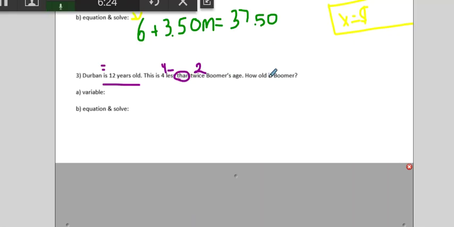How old is Boomer? I got a little ahead of myself, haven't identified the variable, but we want to know how many years Boomer has. So I'm going to use B for Boomer, and we'll say Boomer's age. We want to know how old Boomer is. So twice Boomer's age would just be 2b.